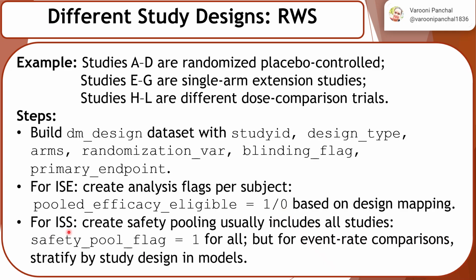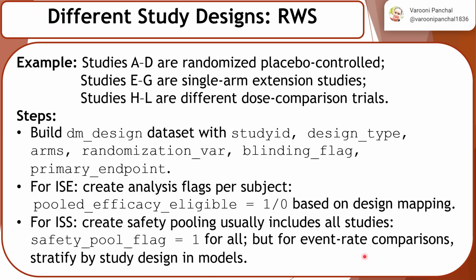Now for ISS, safety pooling usually includes all studies. So it will include all studies, and anyway the first criterion for any clinical trial is to detect how safe the particular testing drug is in human patients, right? So the safety pool flag will be equal to 1 for all, by default. And for event comparisons, stratify by study design and models.